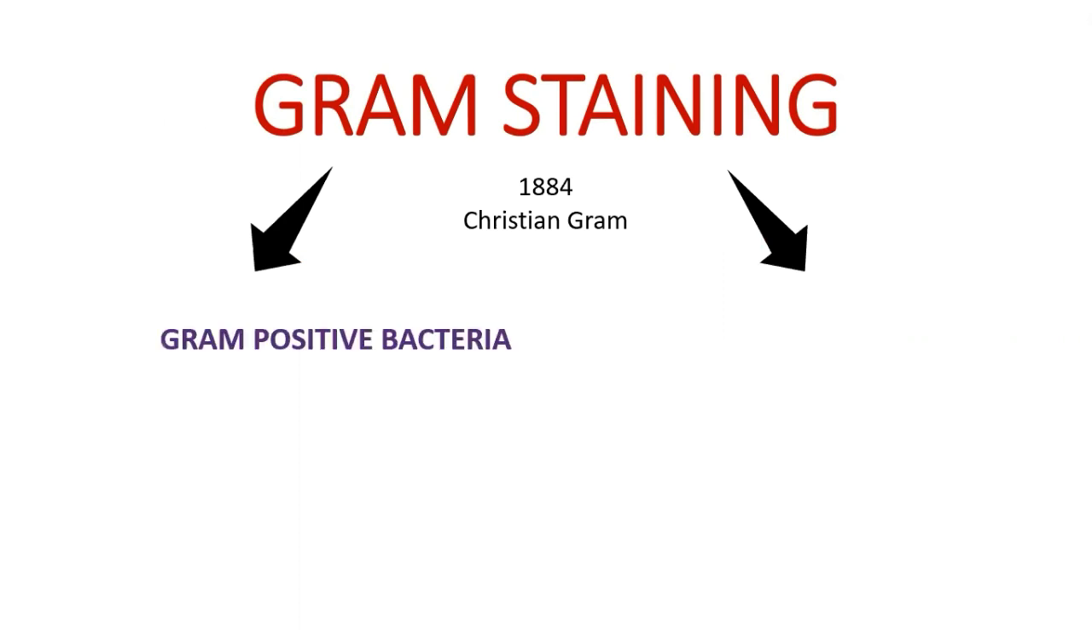Today, we are going to talk about Gram staining, discovered in 1884 by Christian Gram. It is an important staining procedure in microbiology that divides the bacteria into two major groups based on their cell wall composition, called gram-positive bacteria and gram-negative bacteria.